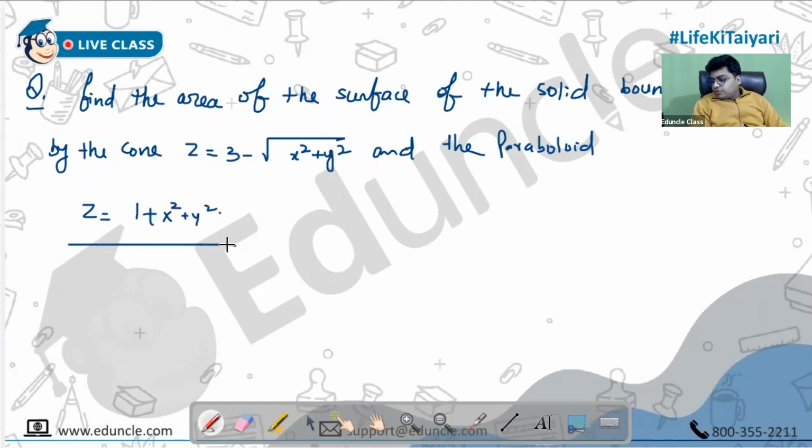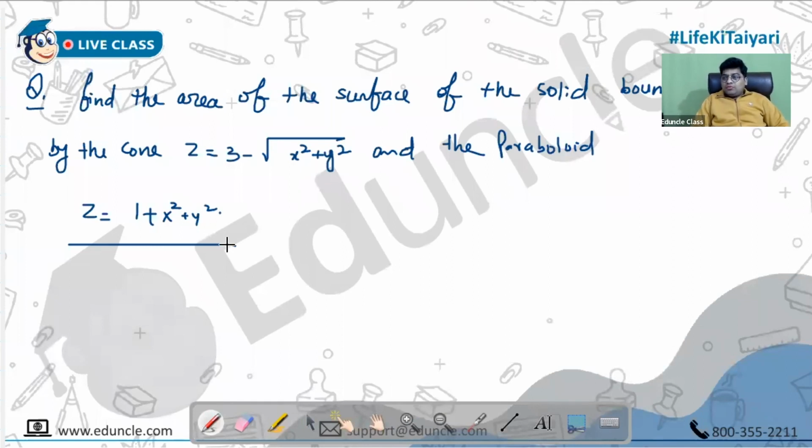Find the area of the surface of the solid bounded by the cone z is equal to this and the paraboloid. Tell me one thing. This is the problem. I don't have the answer. I think this question was asked in one of the PYQs, previous year questions in the IIT. So I'm confused.